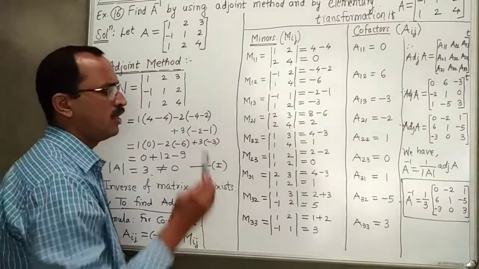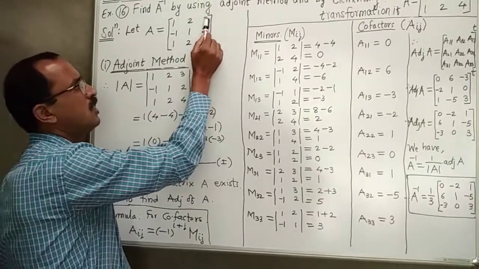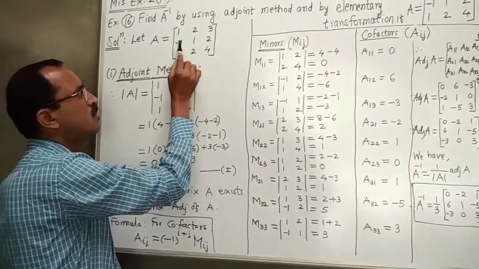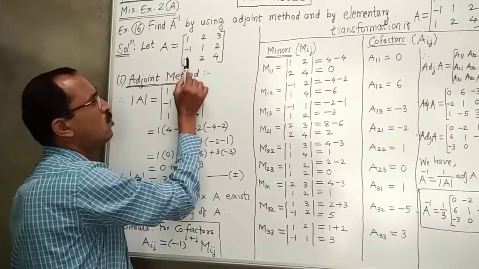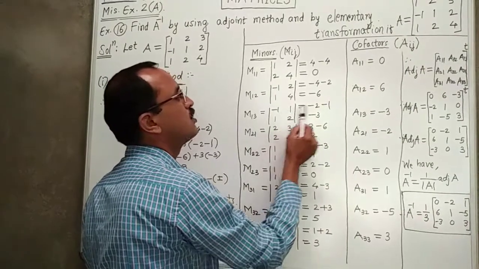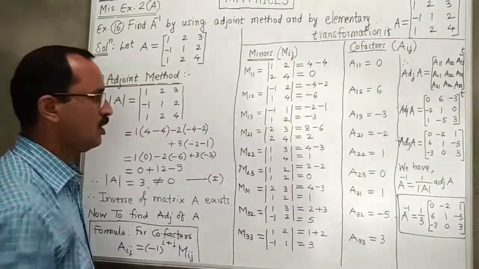In this way we find the rest. Here M13 is equal to, again element is A13. So we eliminate this row and this column. Find determinant of [minus 1, 1; 1, 2]. Minus 2 minus 1, that is minus 3. So M13 is equal to minus 3.